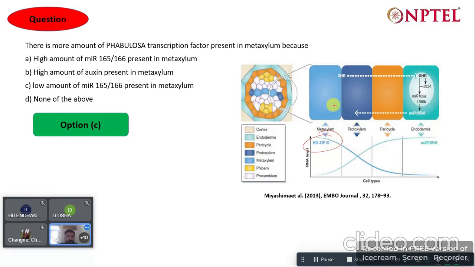If we talk about the metaxylem and the protoxylem, MIR is more in the protoxylem as compared to the metaxylem, and these transcription factors will be less in protoxylem as compared to the metaxylem. So this is the mechanism that plays the role. So anyone has any doubt in this?